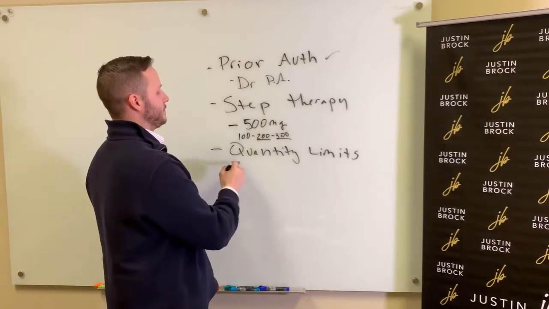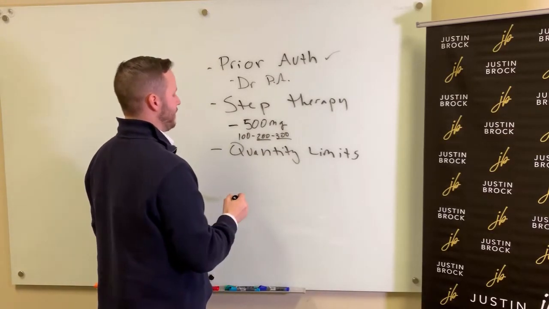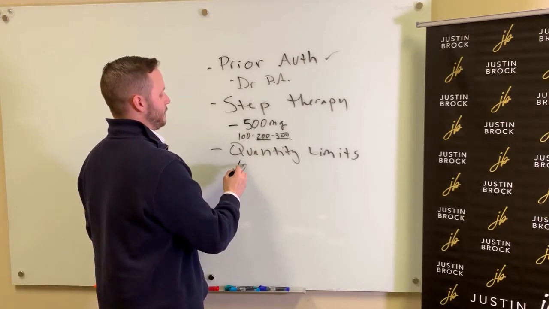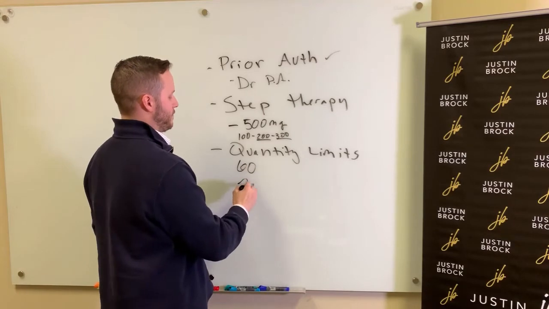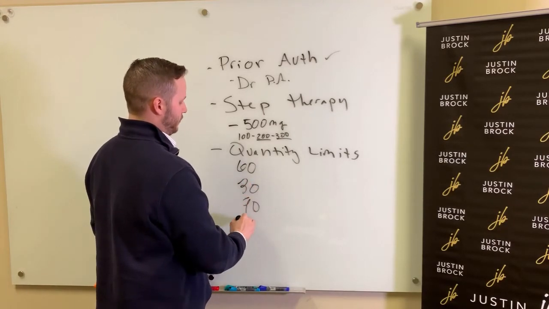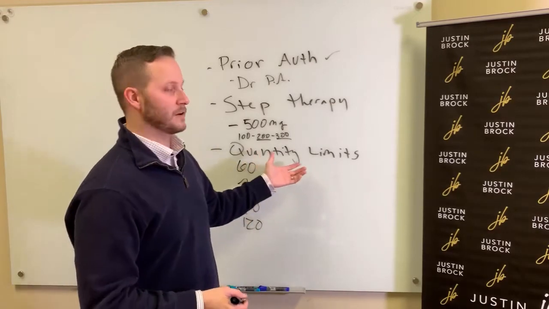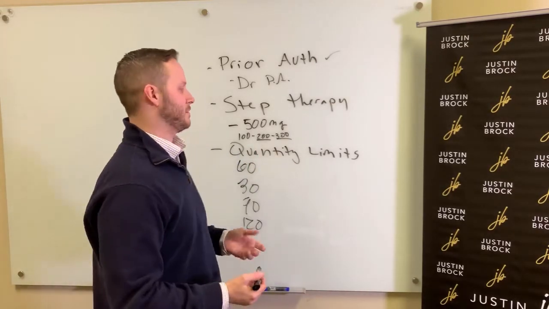Okay? The last one is quantity limits. So you might have one that says we will pay for cyclobenzaprine, but we're limiting you to 60 a month or 30 a month or 90 a month or 120 a month, depending on what the drug is and what their limit is. Sometimes that never gets in the way because you don't need that many, but sometimes it does.